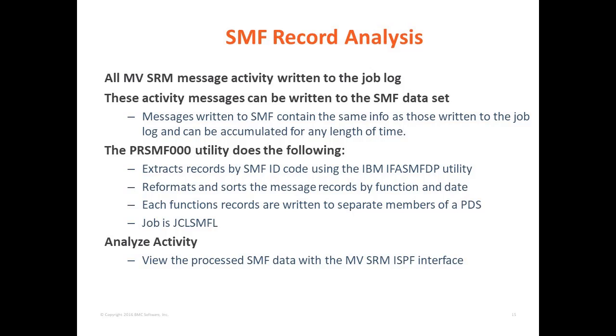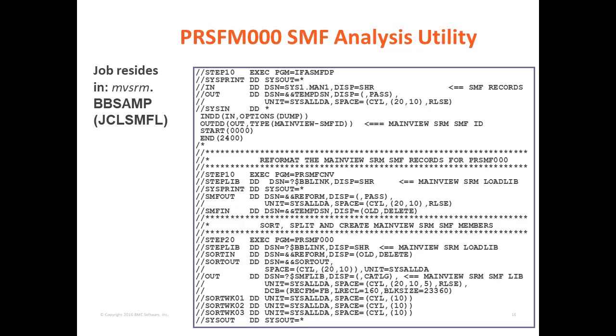The third job that can provide allocation analysis of actions taken is the PRSMF000 utility. The job name in BBSAMP is called JCLSMFL and creates a partitioned dataset where each member name corresponds to a function that was used to provide space recovery.